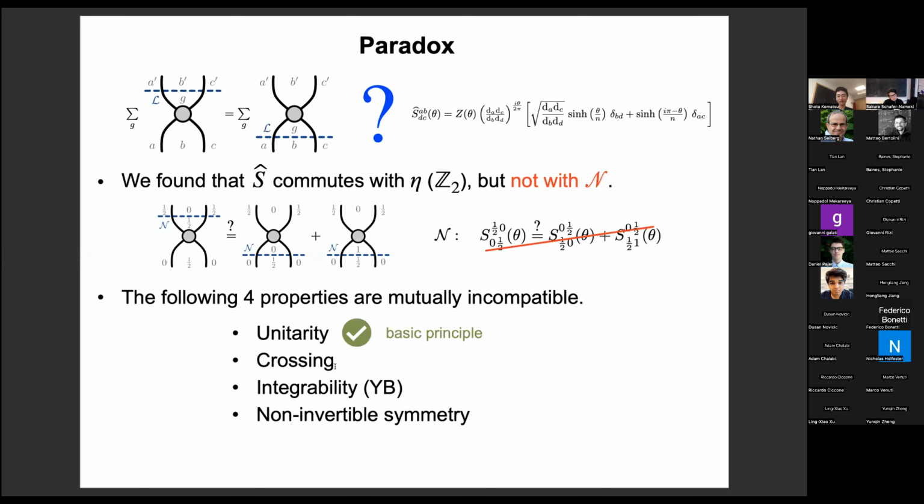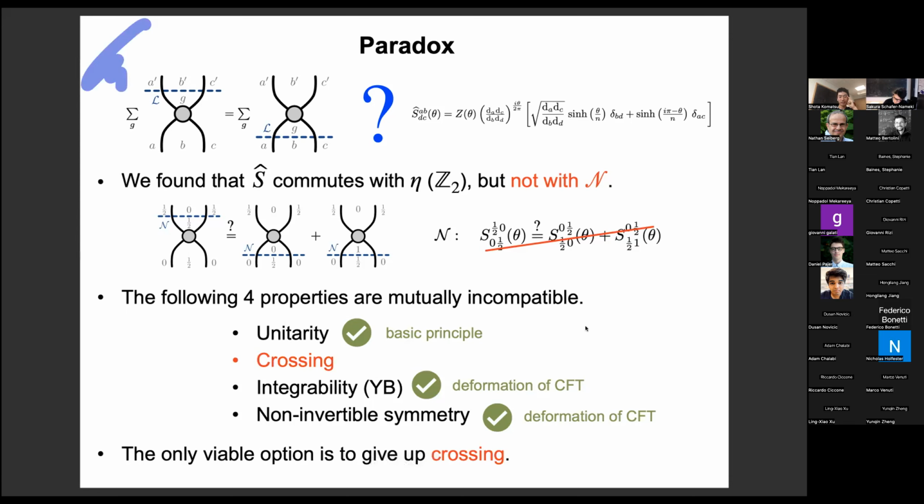Certainly, we should not give up unitarity because it's a basic principle, and there is no indication that this flow leads to some non-unitary theory. And what about integrability and non-invertible symmetry? The presence of those symmetries, like the higher spin symmetries and the non-invertible symmetries, are rather established facts, because you can check it near the UV fixed point by checking whether the deformation operator commutes with these symmetry generators, and they do commute. So we cannot give up these conditions either. And that basically means that the only viable option is to give up crossing symmetry. Okay.